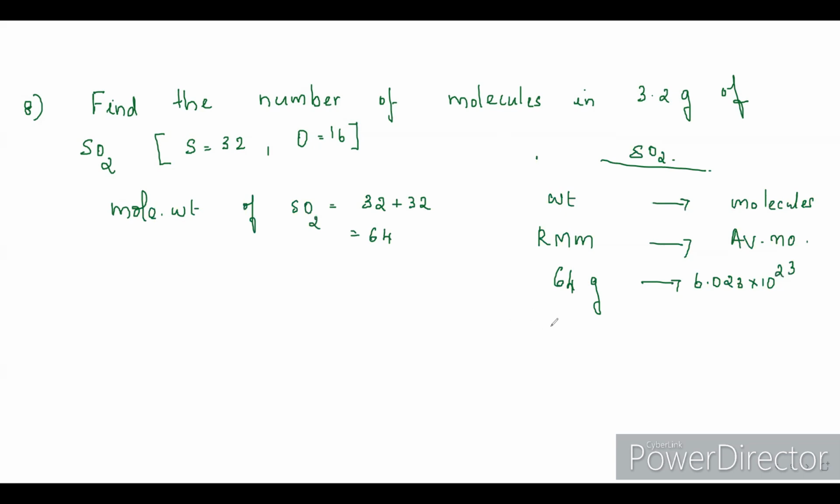But what is given to us here? 3.2 gram. 3.2 gram will have X number of particles, and X will be equal to 3.2 into 6.023 × 10^23 divided by 64. And the answer, on solving, gives us 0.3012 × 10^23.